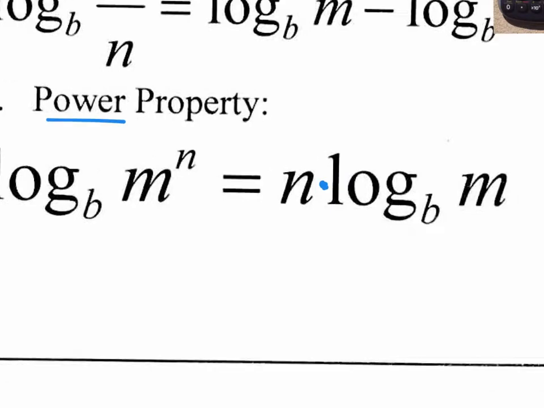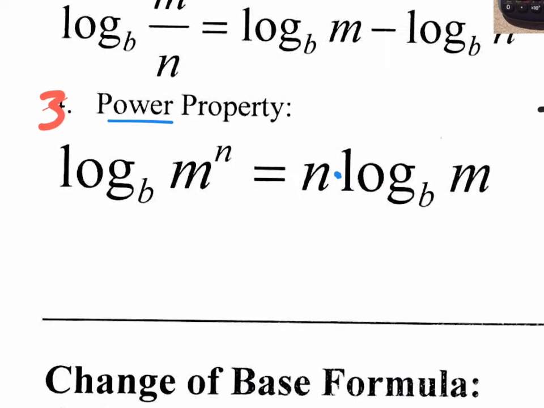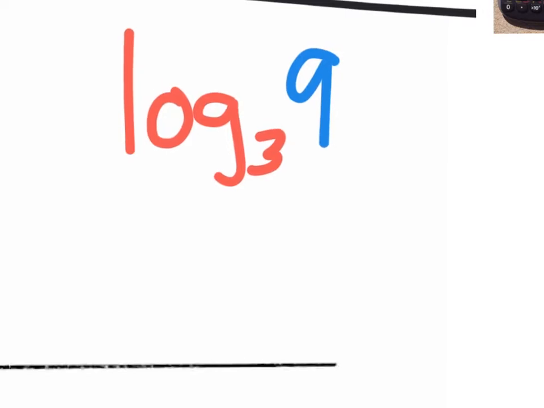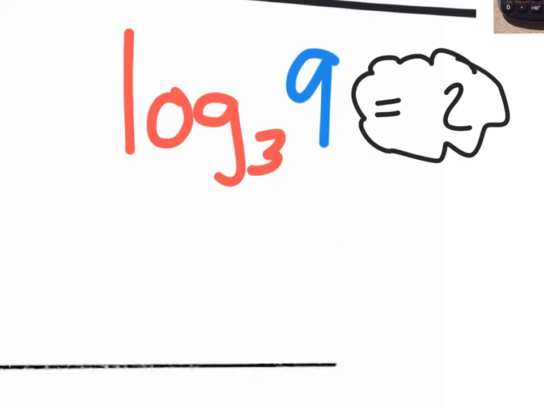Okay, so what is the power property? It's when you do have a power, you can move it out to the front and make it a multiplication of the log. So this is pretty interesting because the n out here is not part of the log, but the n up here is part of the log, right? Now, I know this example is probably not the best one, especially because we already know the answer to this. What's log base 3 of 9? What's the answer? 2. Okay, the answer is 2 because 3 squared is 9.